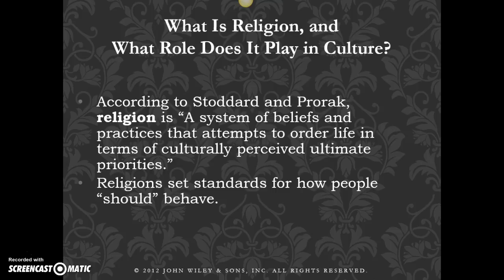A big piece of that is that religions help set standards for how people should behave. For example, if you come from a Christian context, you think of things like the Ten Commandments or the Golden Rule. These come to mind in terms of how one should behave. Religion tries to order the cosmos and explain our role in it, but it also tries to help order society and provide some rules for how we treat each other and how we behave ourselves.